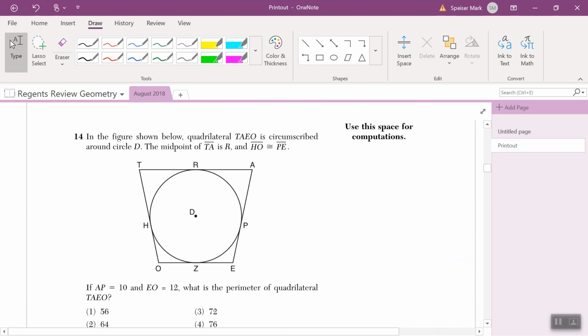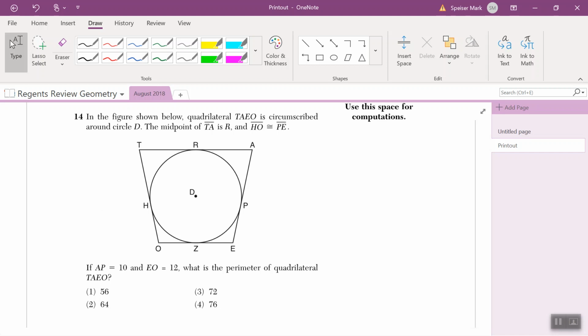Question 14. The diagram shown below, quadrilateral TAEO is circumscribed around circle D. The midpoint of TA is R, and segment HO is congruent to segment PE. If RP equals 10, that means since these are tangents, RA is also 10. And since R is midpoint, RT is 10, and TH is 10. EO is 6, Z is a midpoint, making OZ 6 and EZ 6. And since these are tangents, EP is also 6, HO is also 6.